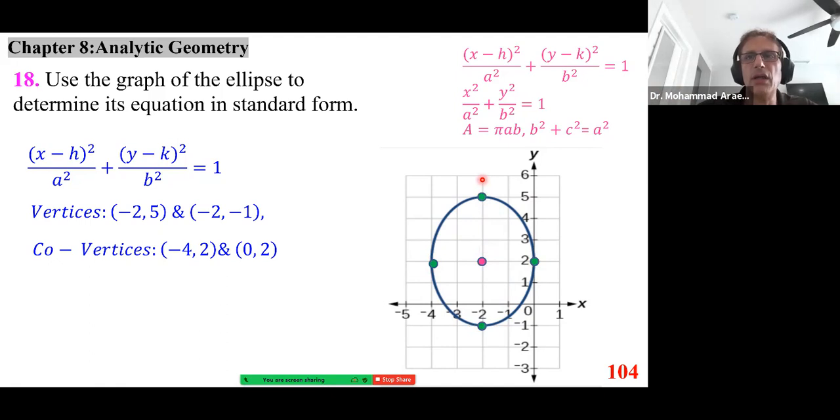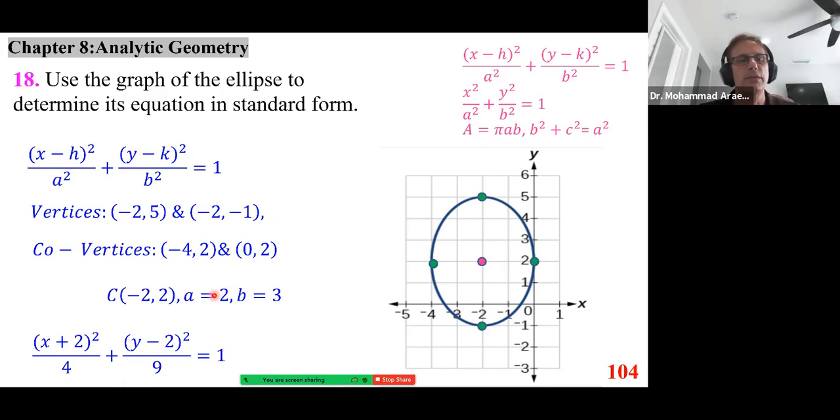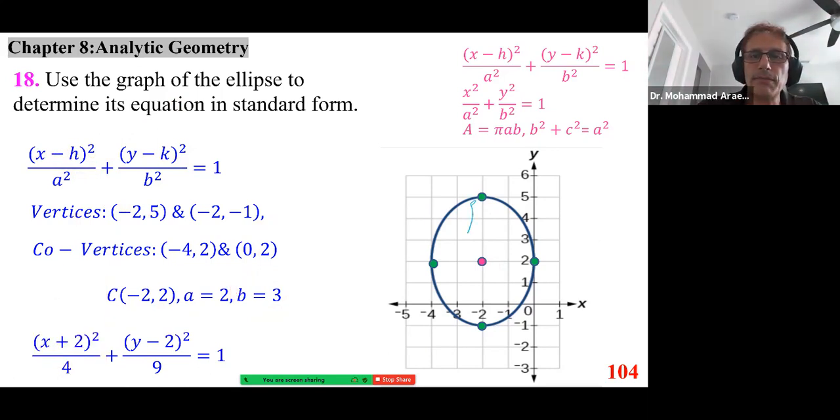is B because it's elongated. B is under the Y. So elongated along the y-axis, and that's 3 units. That's B, and this is 2. So A is 2, B is 3. We got just about everything. Let's replace everything. We have the equation x plus 2 quantity squared over 4 plus y minus 2 quantity squared over 9 equals 1. So in this formula, we have h, k, a, b. We found everything. And again, this distance is B. This distance is A.